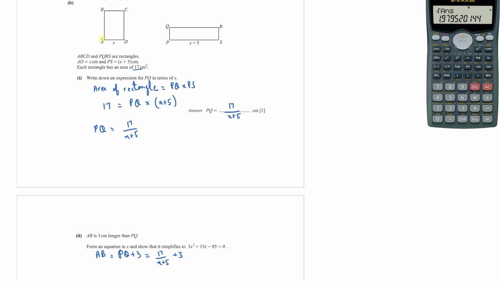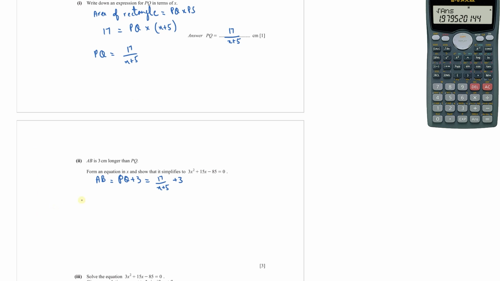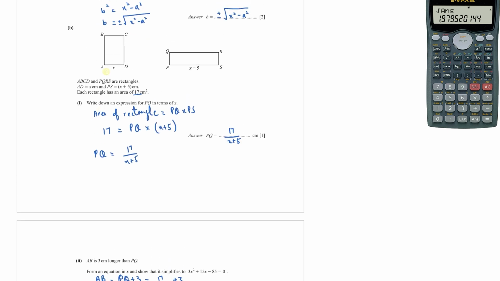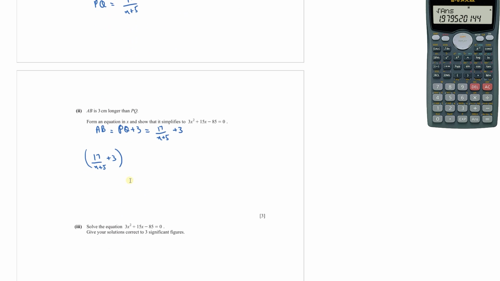Now we know AB, we know AD. We can use these two, length and width, to find the area of this rectangle, which is 17, and use that equation. So AB is 17 over x plus 5 plus 3, times the other side of the rectangle, which is simply x, equals the area, which is 17. If I take the LCM inside, I will get 17 plus 3 times x plus 5, whole over x plus 5, times x equals 17.